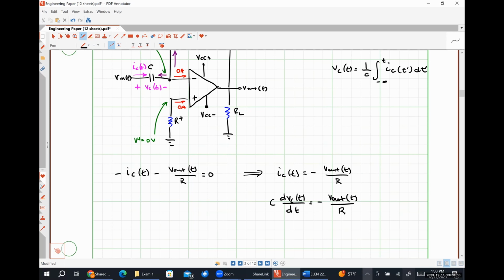Now we need to figure out what the relationship between our capacitor voltage and our input voltage is. Anybody care to venture a guess? Or hopefully more than a guess, hopefully you know what it is? V in. Why is it just V in?